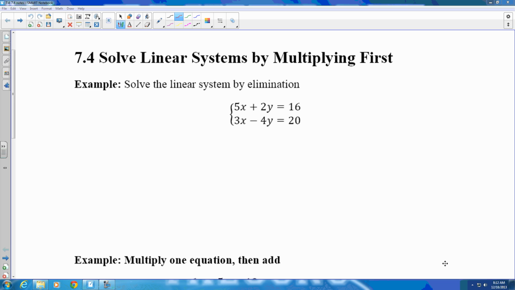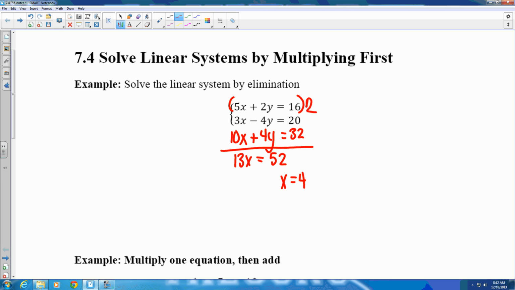And then what you want to do is make sure that you can get them to be the same number. So if I want those to be the same number but opposite signs, I would need to multiply the top function by 2 because then it'll have a 4y. So that's going to be 10x plus 4y equals 32. And then everything is going to cancel. We add down as normal, 13x equals 52, divide by 13, and x equals 4.